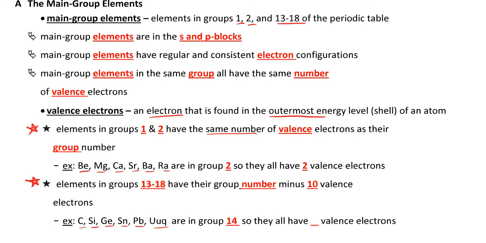So if we look at this little shortcut right here that says elements in group 13 through 18 have their group number minus 10 valence electrons, you should be able to figure out how many valence electrons carbon has, and silicon and germanium, and so on and so forth. It's the group number, which is 14 minus 10. So they all have 4 valence electrons. This will become important as we move forward later. It's very simple and easy to figure out with the main group elements, those elements that are in groups 1 and 2 and 13 through 18. So these are just little shortcuts to figure out the number of valence electrons. It's just something to hold on to as we move forward in this course.